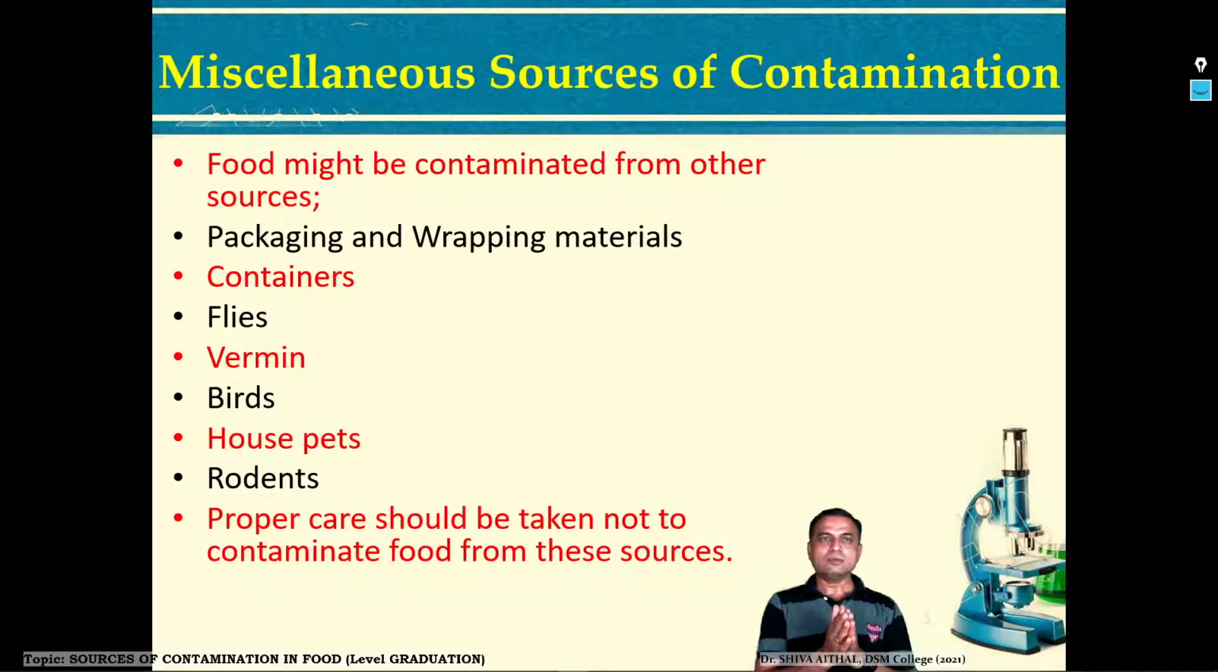Lastly, I come to a point where I can say some miscellaneous sources of contamination are also responsible for food contamination, like the packaging and wrapping materials, the containers which are used, then the flies and insects which are present in and around, mosquitoes. Flies, maggots, they are responsible for maggots. Vermins, small insects which are usually present in the rice or the floors.